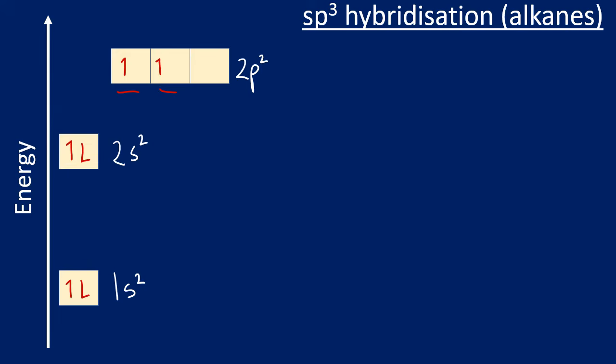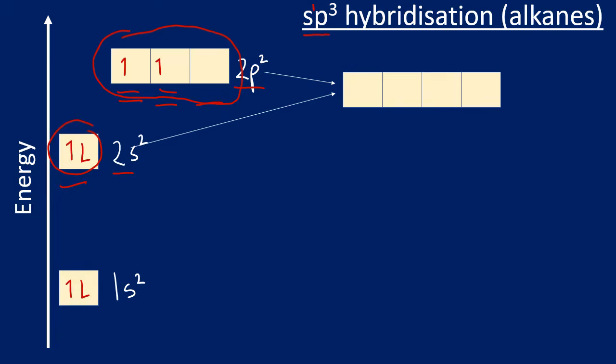Well, what happens is these 2s and these 2p orbitals. So this one orbital here and these three orbitals here will hybridize. Now hybridize means to change, they combine together. Hence the term sp3. That means there's one s orbital and three p orbitals. So 1 s, 1, 2, 3 p orbitals. So what happens is they will combine and hybridize to make 4 new orbitals.